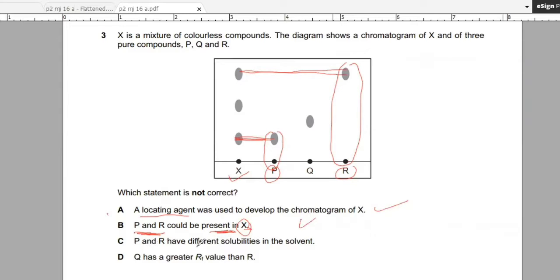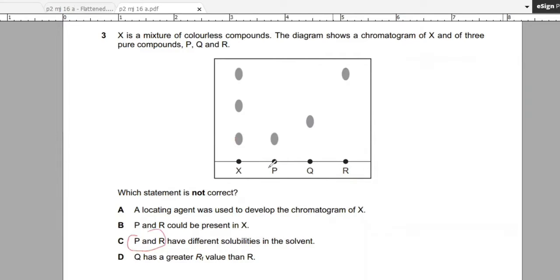Option C, P and R have different solubility in the solvent. Different solubility, okay. Which ones? P and R. This is P. The color of P is this. R is this. Obviously, you can find different distances because of the different solubility. P travels only this much distance, but R travels more distance. That means they have different solubility. So this is also a correct statement.